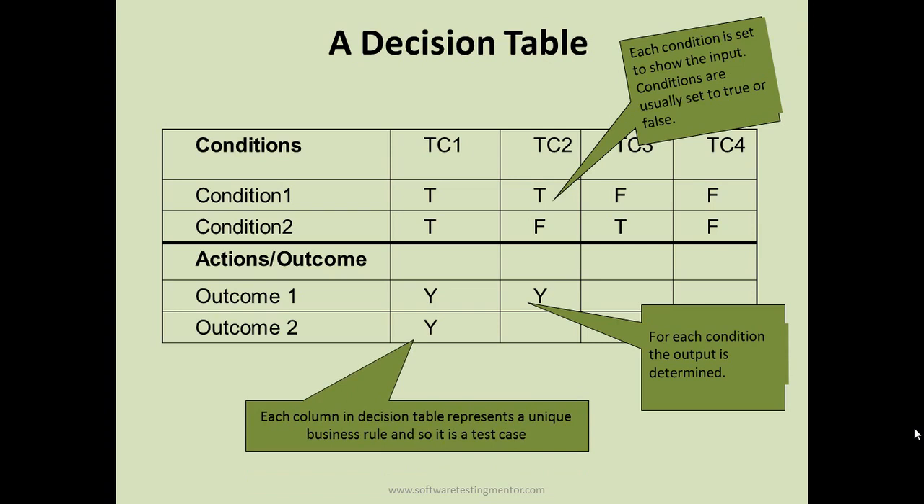Each column in a decision table represents a unique business rule, and so it is a test case. If you see here, there are two conditions, and based on the two conditions there will be four different combinations of those conditions. So there are four test cases possible for these two conditions. And so each column, test case 1, test case 2, test case 3 and test case 4, is a test case for your testing.